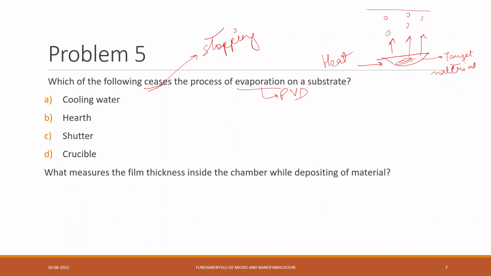By cooling water, you mean circulating water on the target material, right? You cool the target material using cool water. The others are some equipment that are part of the PVD physical evaporation equipment. So you have to tell which of these can be useful for stopping the process of evaporation on a substrate. And then we will go on to the follow-up question that is written down.